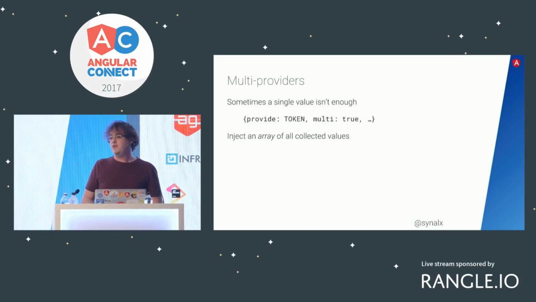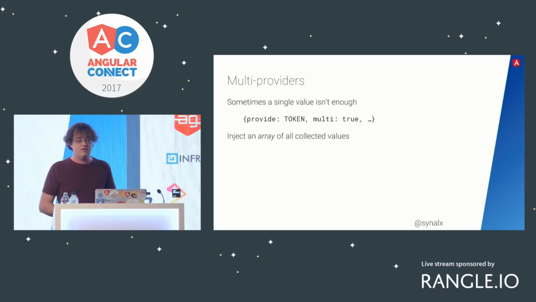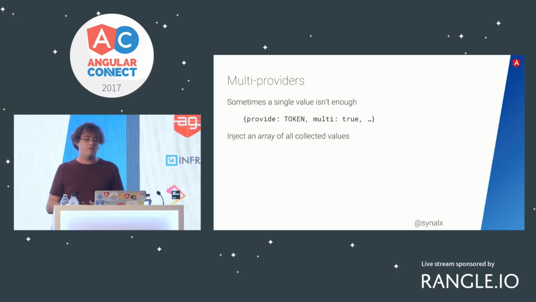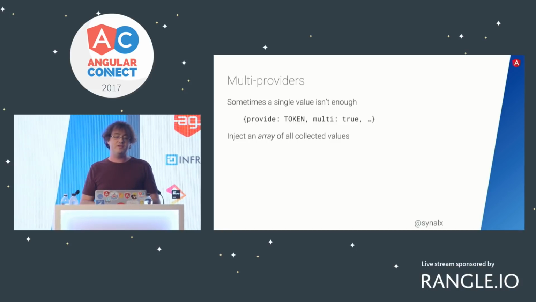So ordinarily, if you provide the same token twice, the one that occurs later in your list of providers will override the one that happens before. But sometimes that's not actually the behavior that you want. You really want to get all of the values that people have provided for one token. And for an example of this, think of the router. Right? With the router, we're able to, in different parts of our application, import RouterModule.forChild, specify a bunch of routes, and the router doesn't pick one of them to go with. It actually collects all of them and builds the full routing configuration from all of the individual pieces.